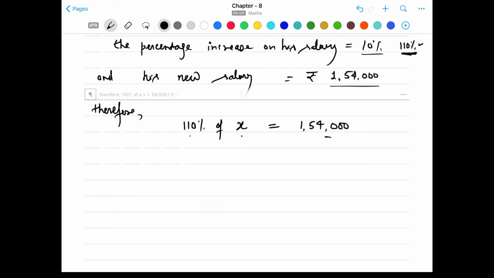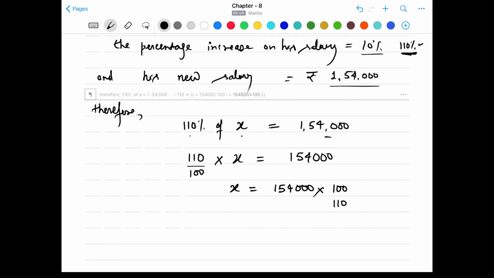Okay, so when we remove this percentage sign, we get 100 in the denominator. This 'of' means multiplication, so 110/100 into x equals 1,54,000. Keeping this x on the left side, this 110 by 100, when shifted to the right-hand side, will become 100 divided by 110.